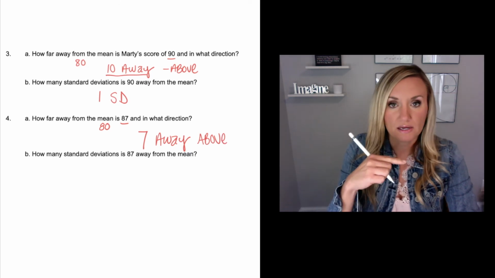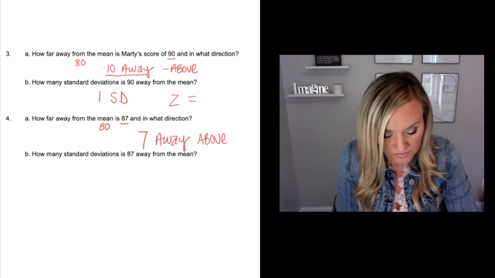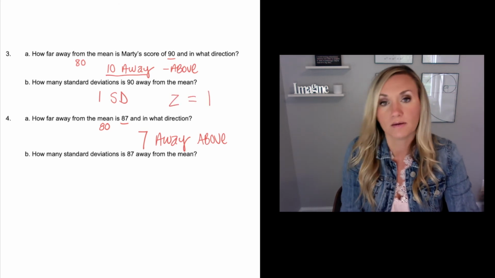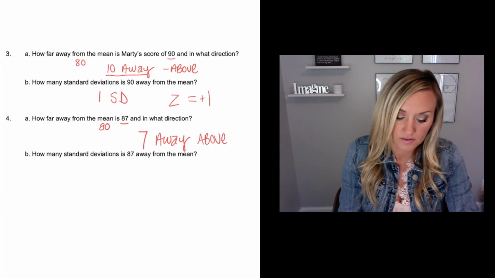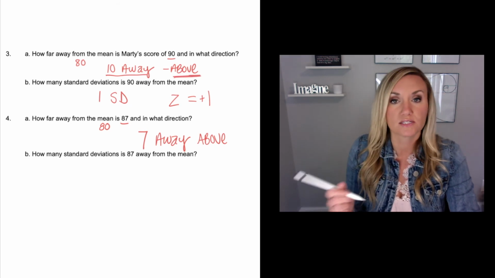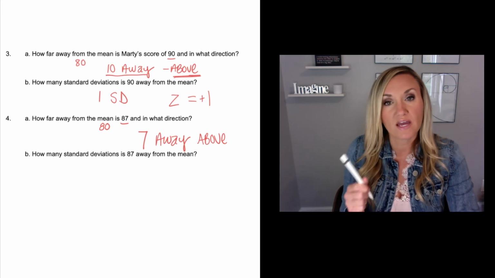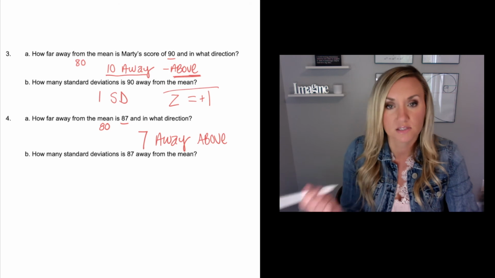Now I'm going to go back to B. So if it's 1 standard deviation, then the z-score would be a 1, but it'd be a +1 because it is above, because it's more. The mean is 80, they got 90, so it's 1 standard deviation away, so the z-score is a +1 because it's greater than.